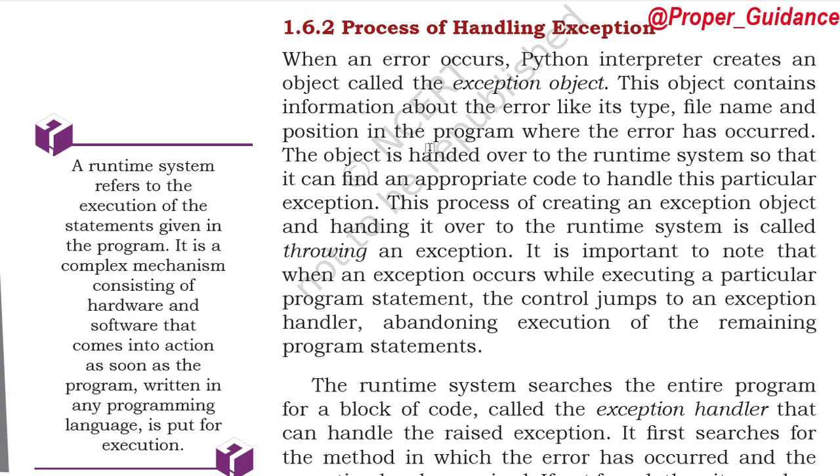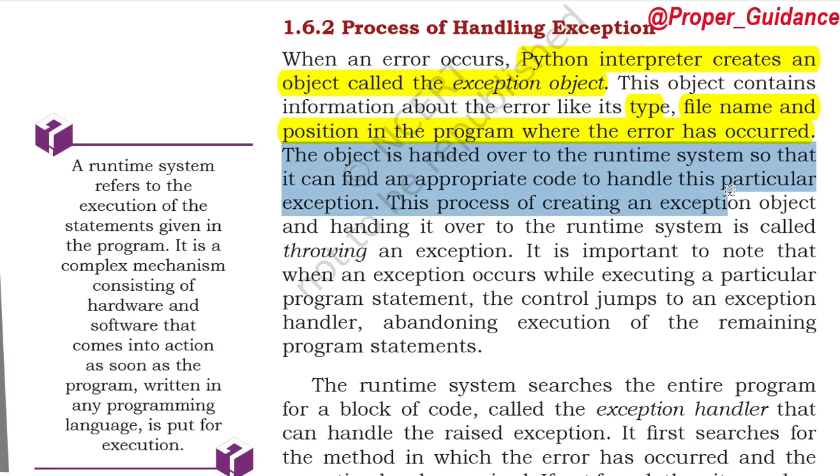When an error occurs, the Python interpreter creates an object called the exception object. This is the first thing. This object contains information about the error like its type, file name and position in the program where the error has occurred. The object is handed over to the runtime system so that it can find an appropriate code to handle this particular exception. This process of creating an exception object and handing it over to the runtime system is called throwing an exception or raising an exception, which we have already discussed.